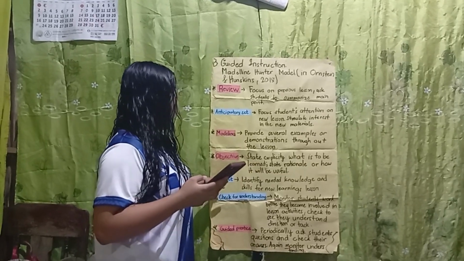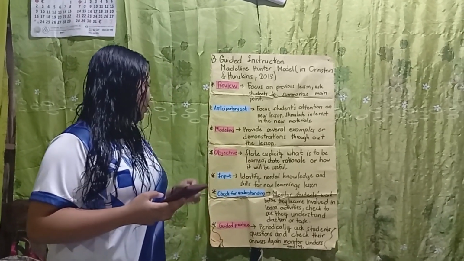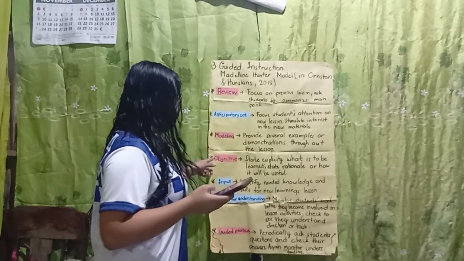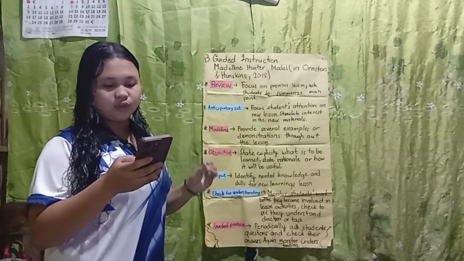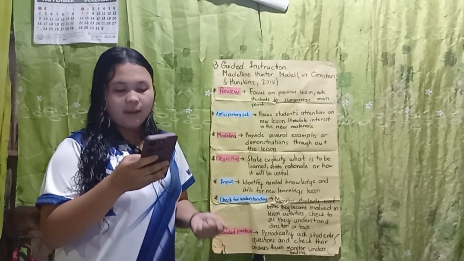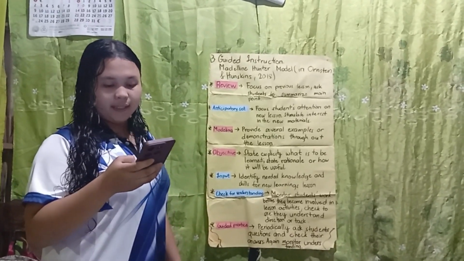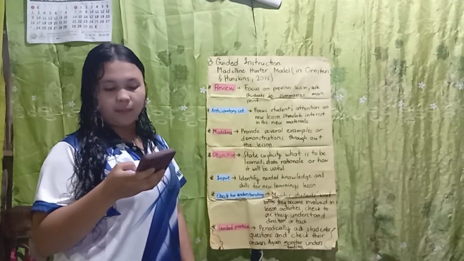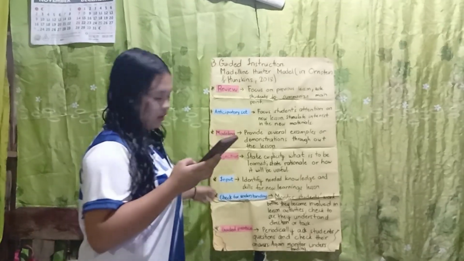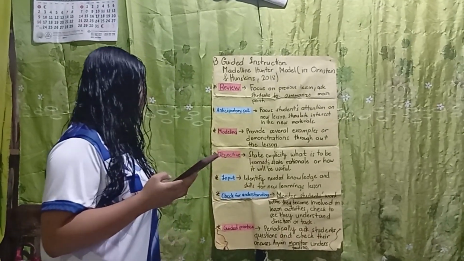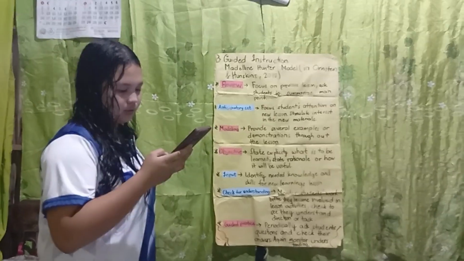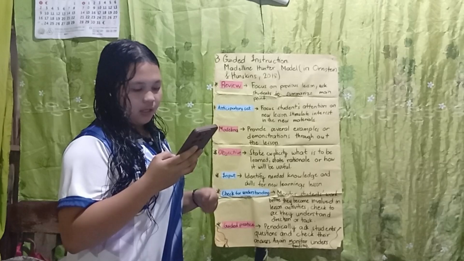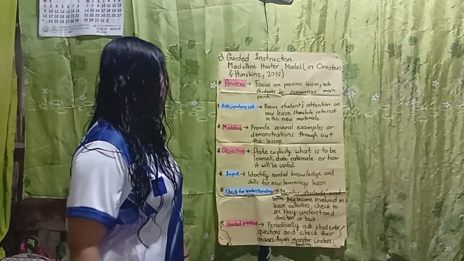Then objective: state explicitly what is to be learned, state the rationale, or how it will be useful. Of course, with the objective, you should make it clear to students what they should do or be able to do by the end of the lesson, then explain why this is important, connecting it to real-world applications or future learning. Input: identify needed knowledge and skills for the new learning. Present new information in a clear, organized manner, then check for understanding.